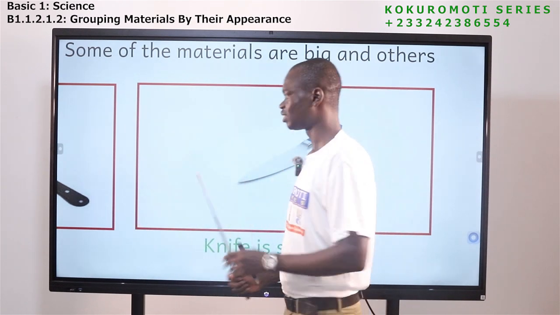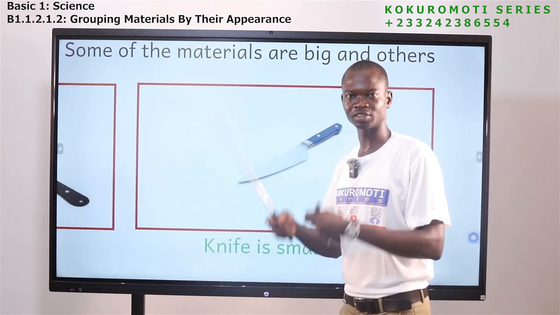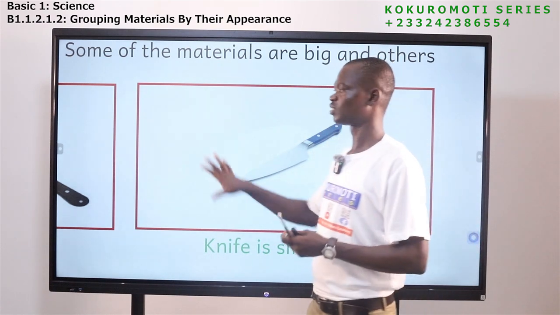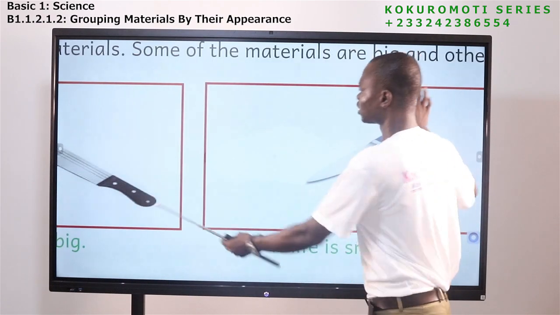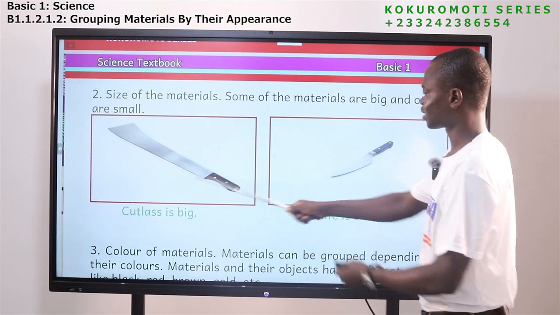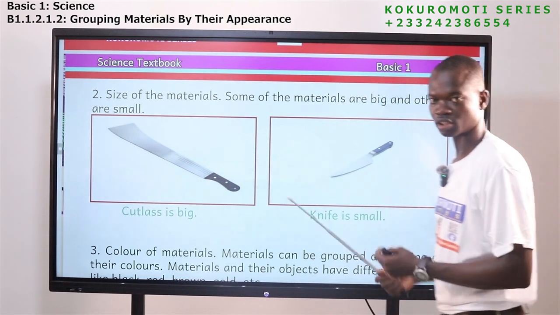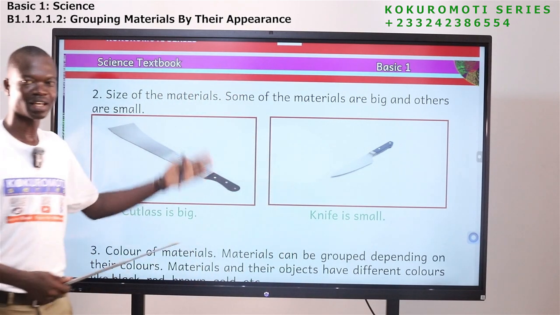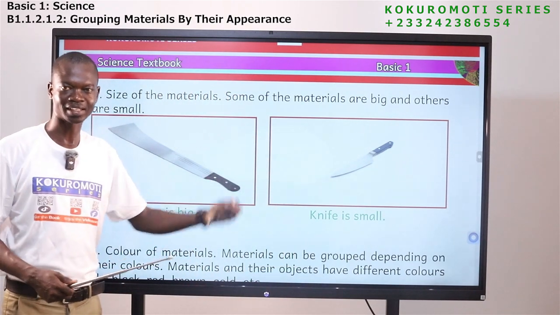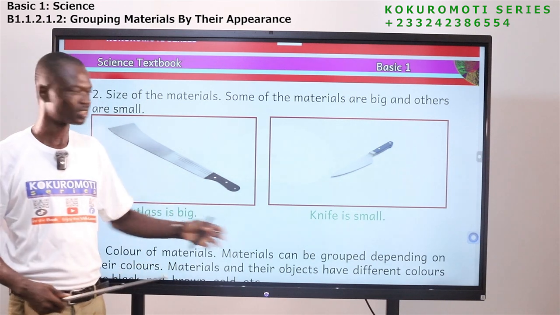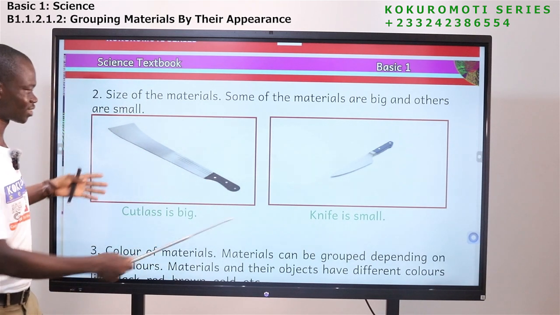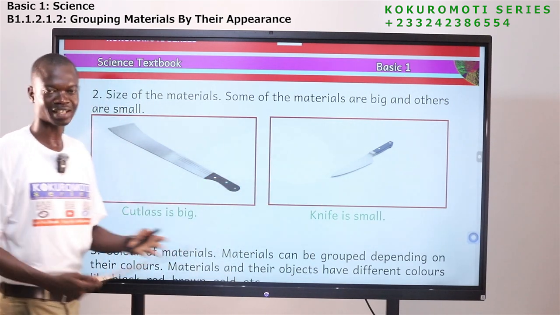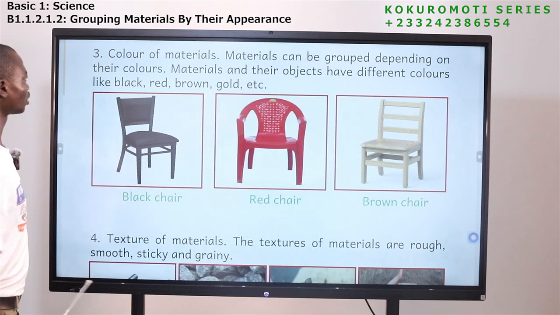So what it means is that we can use the size of that material or object to group them. And we use the eyes to tell. You don't need a machine to tell that this cutlass is bigger than this knife. It is your eyes that you use, you observe, and then you tell. So we are saying that appearance is about the things that we can see with our eyes, and how we can describe it. So if you look at these two with your eyes, you can tell that yes, cutlass is bigger than this in terms of size.